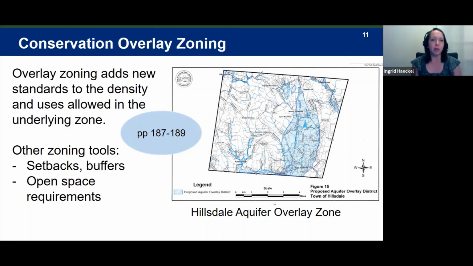Other natural resource protection tools commonly used in zoning include establishing buffers or setbacks along sensitive features like streams, water bodies or wetlands, and requirements for open space preservation in subdivisions, as I've mentioned before.